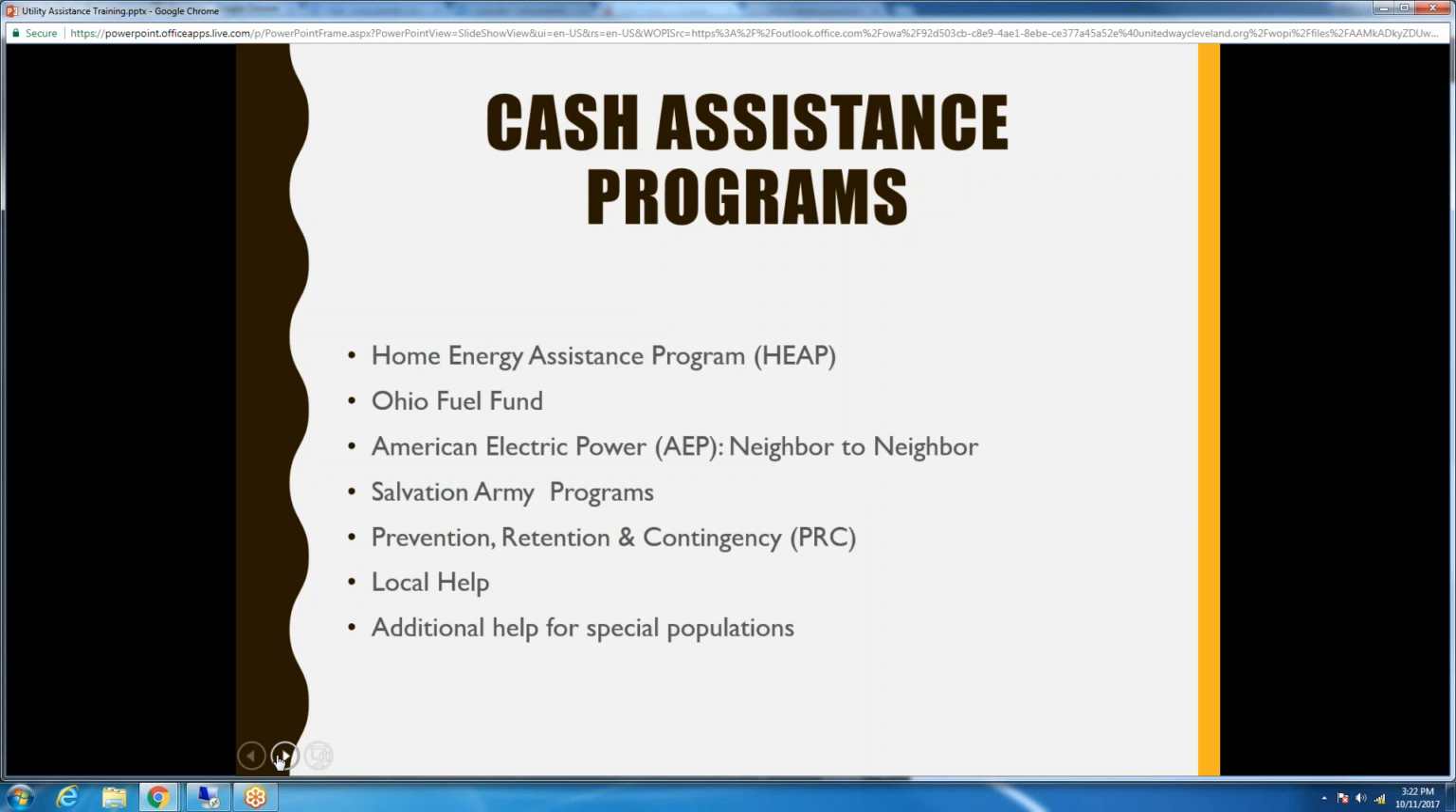Real quick, there's the Prevention, Retention, and Contingency Program, better known as PRC. Most of you should already be familiar with PRC, so I'm not going to spend much time with this program. Just a reminder, each county's PRC may be slightly different, and some counties may not offer help through PRC at all. In any case, make sure you read the description and who qualifies.